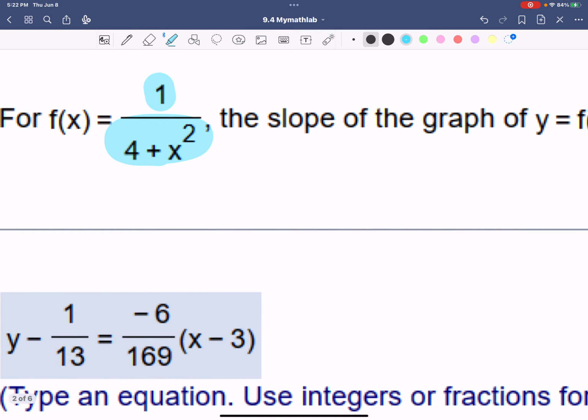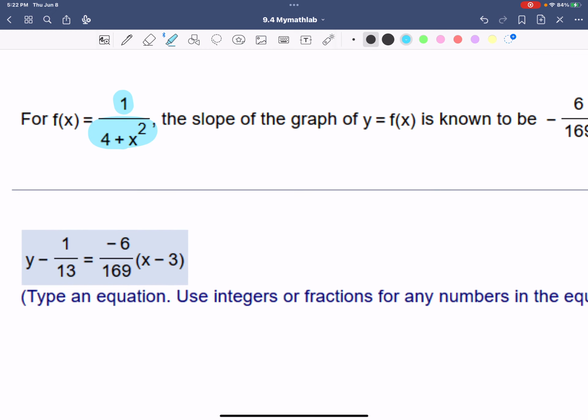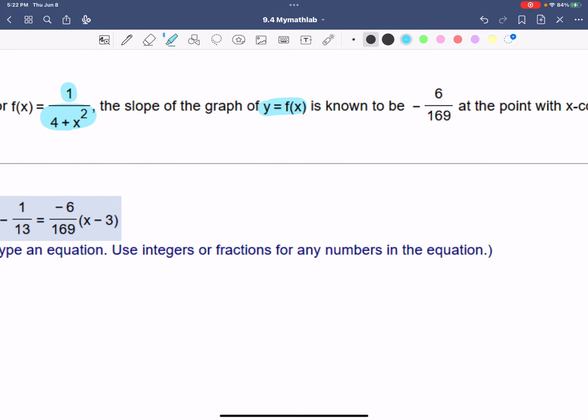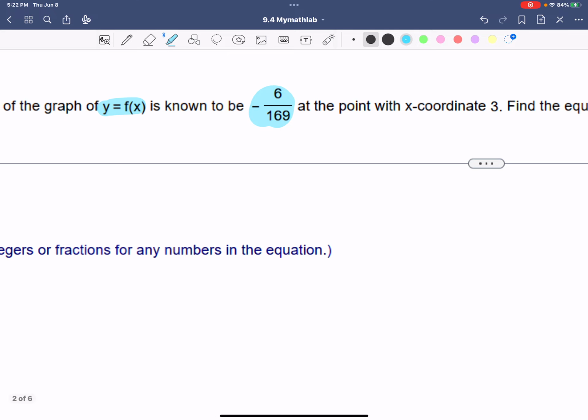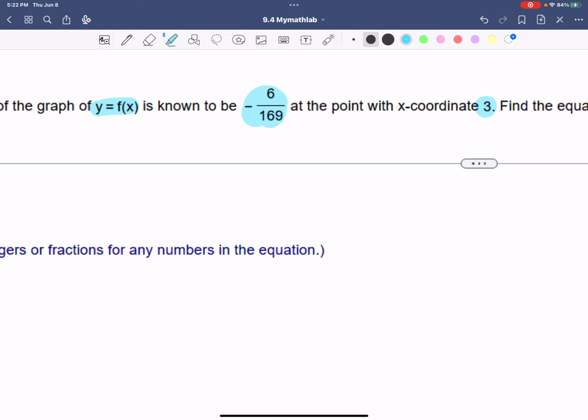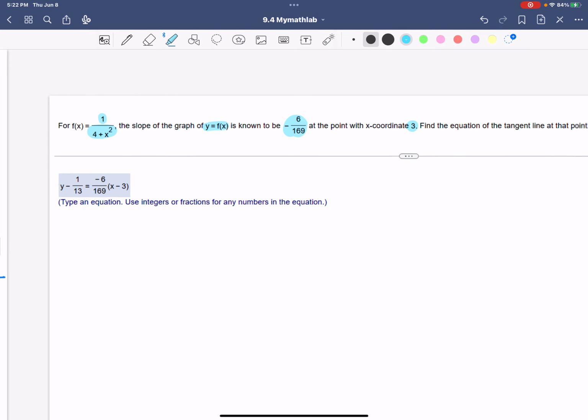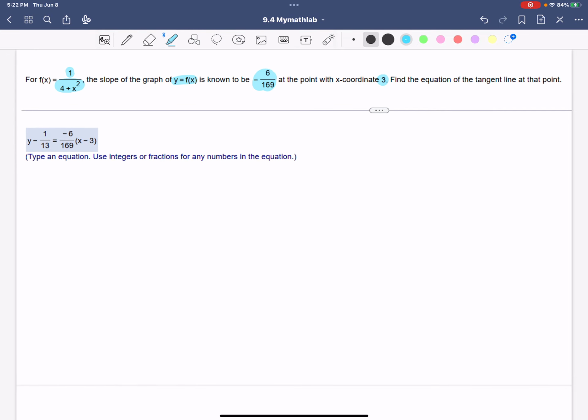That's a function. For some f of x is equal to 1 over 4 plus x squared, the slope of the graph, so they already gave us the slope of the graph of this random y is equal to f of x is -6 over 169 at a point, and they also give me a point, with x coordinate 3. Now what they're asking me to do is find the equation of the tangent line at that point.